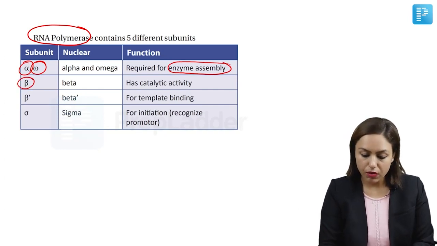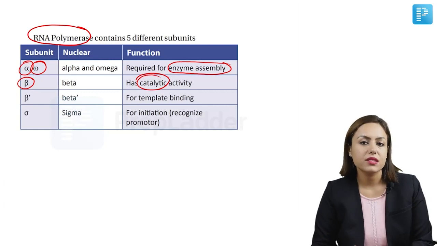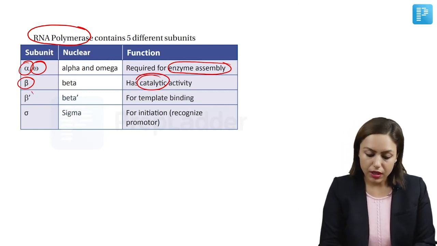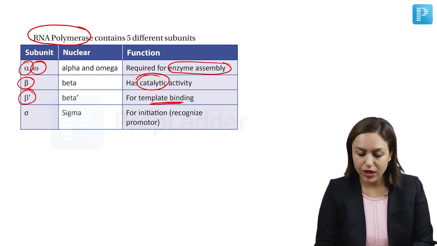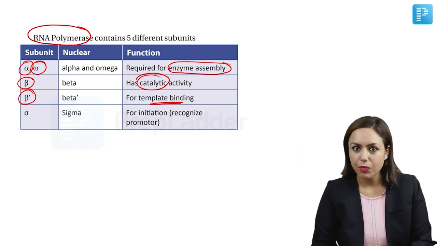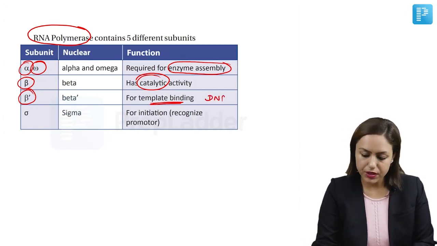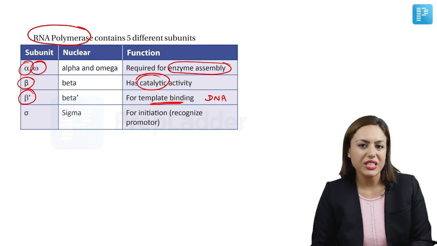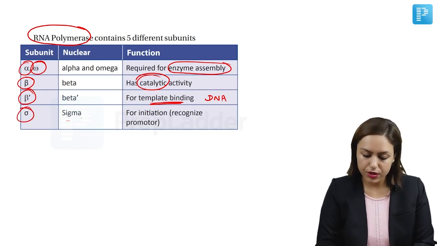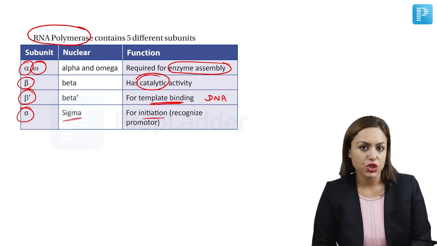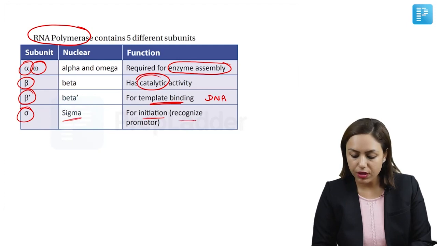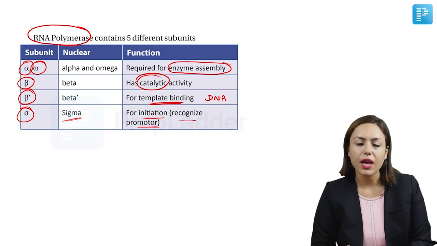Then it has beta, which is the main catalytic subunit. Okay, then there is one beta dash, which is for template binding. What is the template for transcription? Template is DNA. So with the help of beta dash subunit, this will bind with template. Okay. Then the last one, sigma subunit, which is for initiation, because it will recognize the promoter on the DNA and it will initiate transcription.